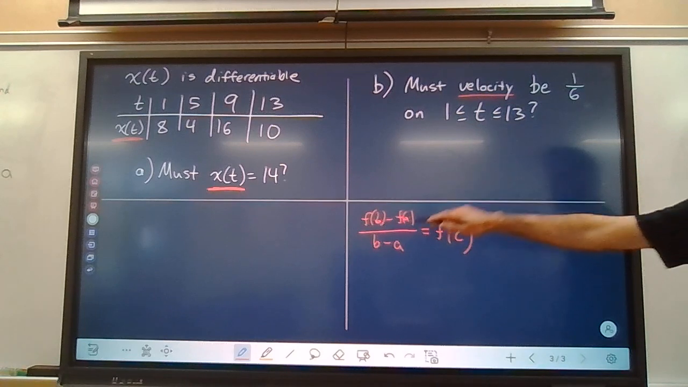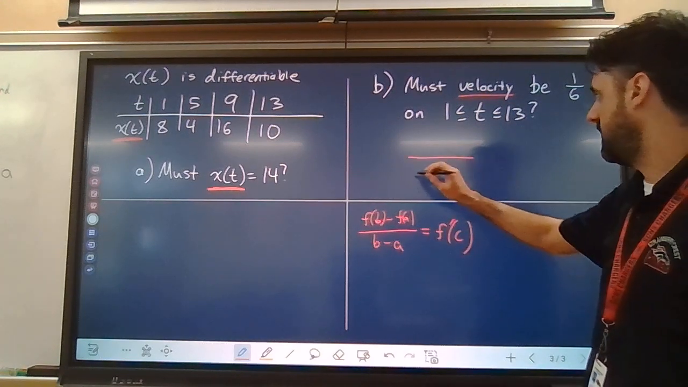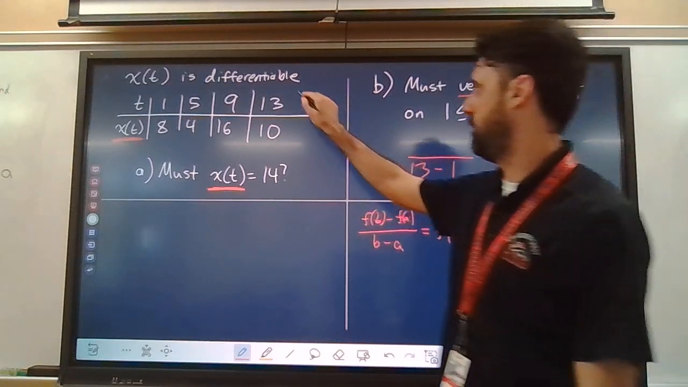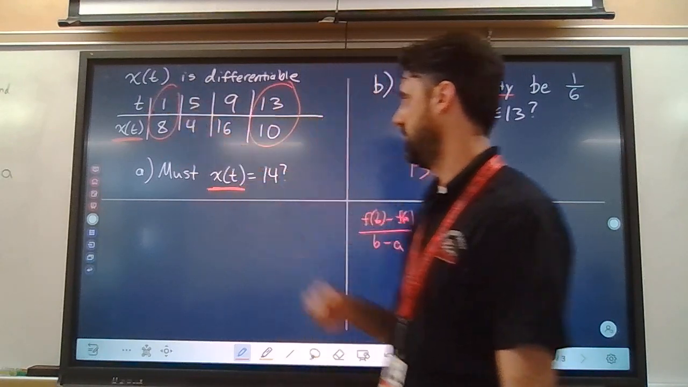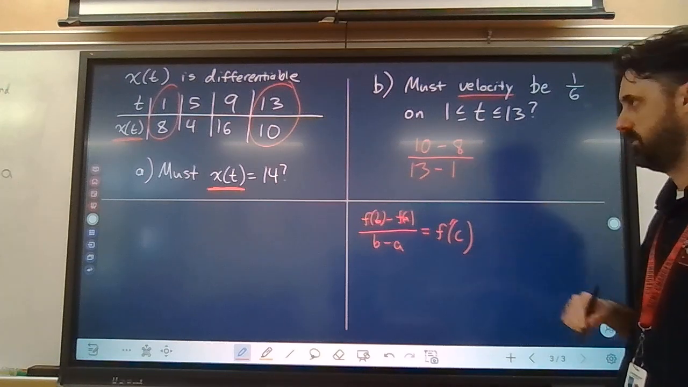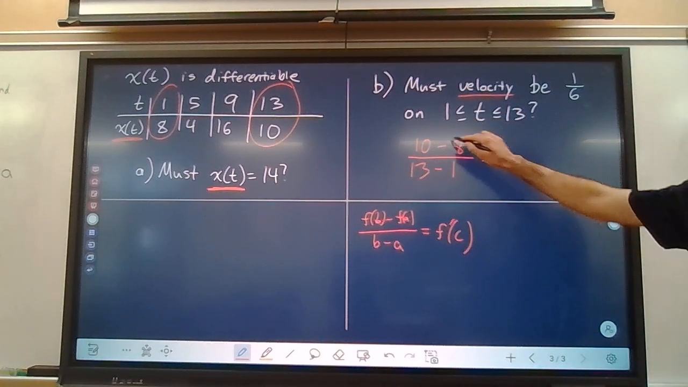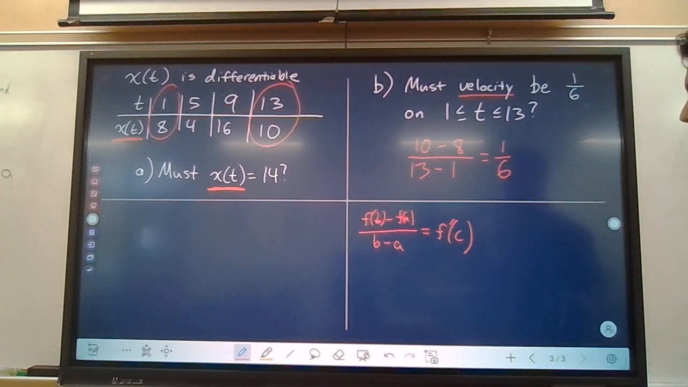Two values of t are b and a, and so here the bottom is going to be 13 minus 1. The top is going to come from these 2 points then, right? x of 13 and x of 1, which would be 10 minus 8. Now, if we simplified this here, this is going to simplify into 2 over 12, which is 1 over 6.